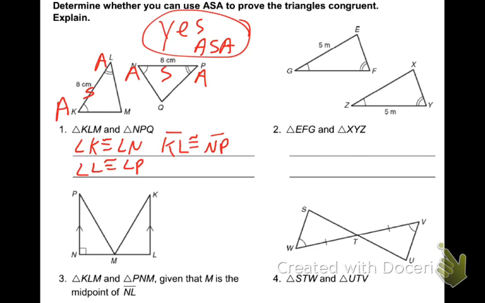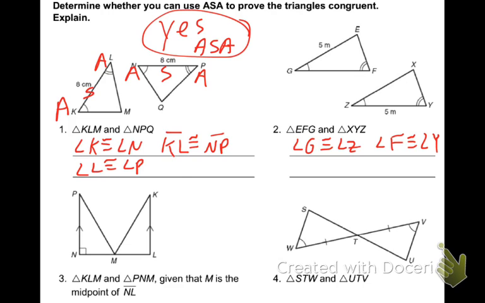Number two, triangle EFG. Now let's look at it here. Angle G, is that the same as angle Z? Yes. Okay, I'm good there. Do we have to write out angle K? No, I'm just kind of showing you. Angle F, is that the same as angle Y? Yes. Okay.